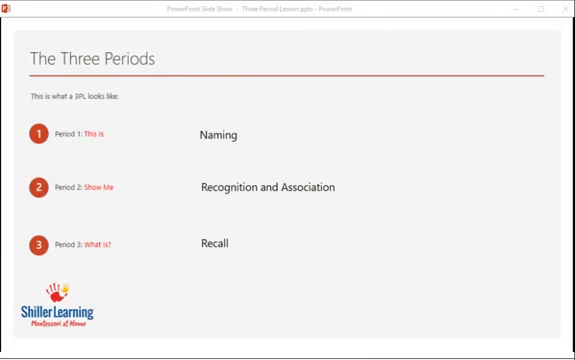Then period three, what is? We'll know the child gets it when the child has what Montessori calls recall. Point at the hexagon. What is this called? If the child says hexagon, great. Next lesson, please. Otherwise, no worries. Go back to period one. This is a hexagon, as if it were for the first time.